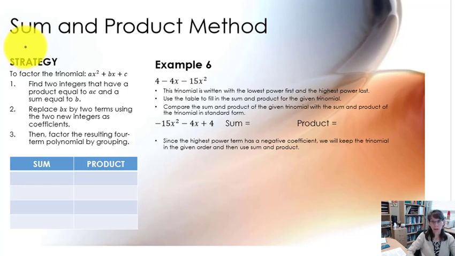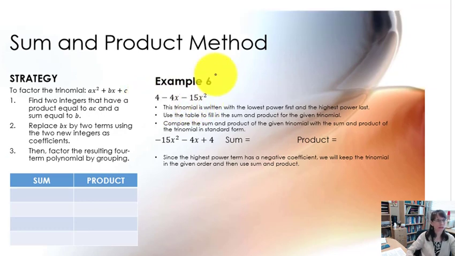In this example of using the sum and product method, you'll notice that our trinomial, 4 minus 4x minus 15x², is written in an order that we're not accustomed to. We are used to standard form, which would be the highest to the lowest power, and this is written exactly in the opposite form, the lowest to the highest. As you scan through this trinomial, you might figure out the reason why it's written in this order. Since our highest degree term has a negative coefficient, that is why it's written last. If we put it in the standard form, notice how 15 is a negative value.